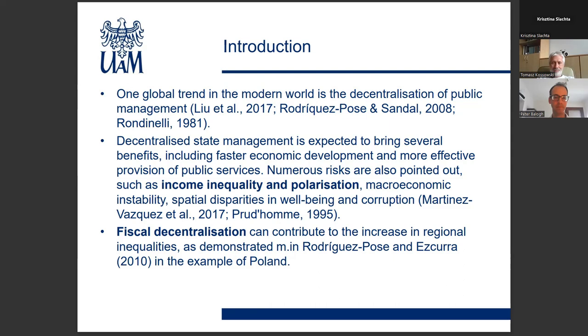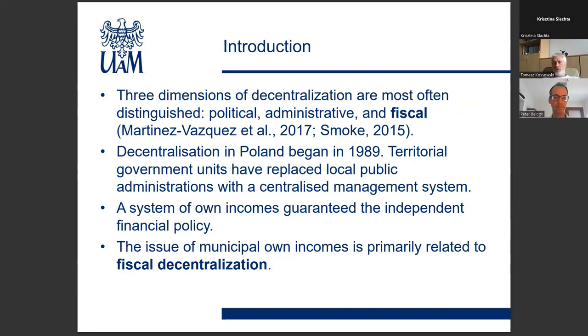We have three dimensions of decentralization, and mainly we can consider political, administrative, and fiscal decentralization. These three dimensions of decentralization started in Poland in 1989, when territorial governmental units were replaced by local public units, communes, and the system of management was decentralized. And this system granted these units a so-called system of independent financial policy. It means that every municipal commune has its so-called own incomes, and these own incomes are related to fiscal decentralization.